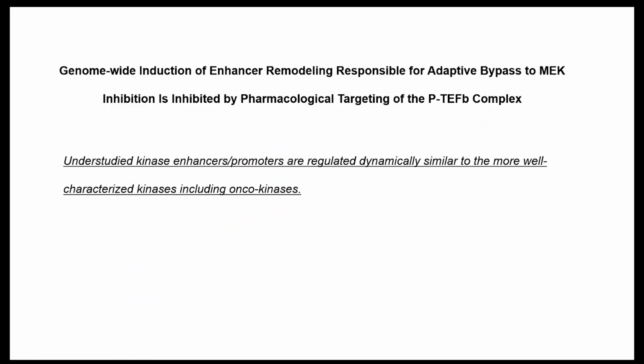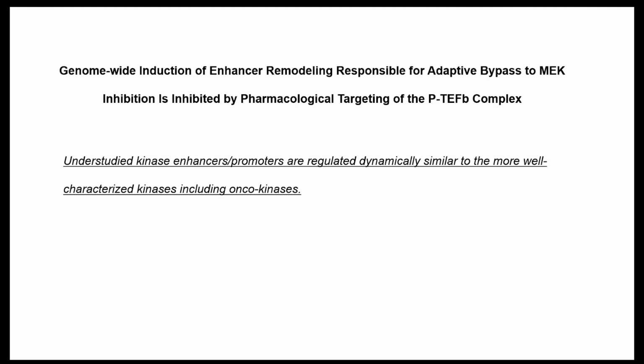And then we have a paper that's in revision for Cancer Discovery. I should never be confident, but I'm very confident this paper will get accepted. Basically, we looked at genome-wide induction of enhancer remodeling for adaptive transcriptional regulation by the PTEP-B complex. And this is a major mechanism of drug resistance to targeted inhibitors.